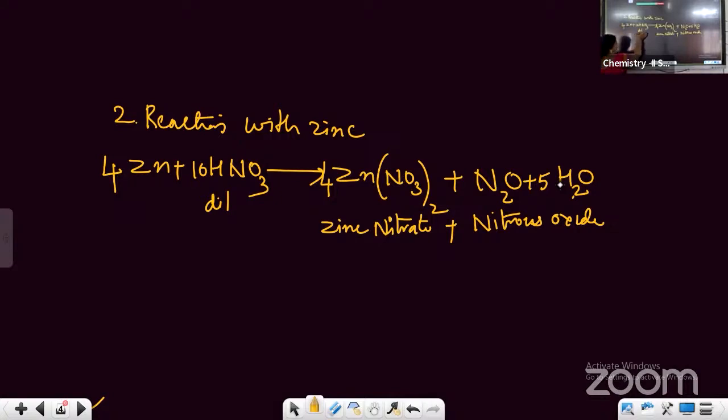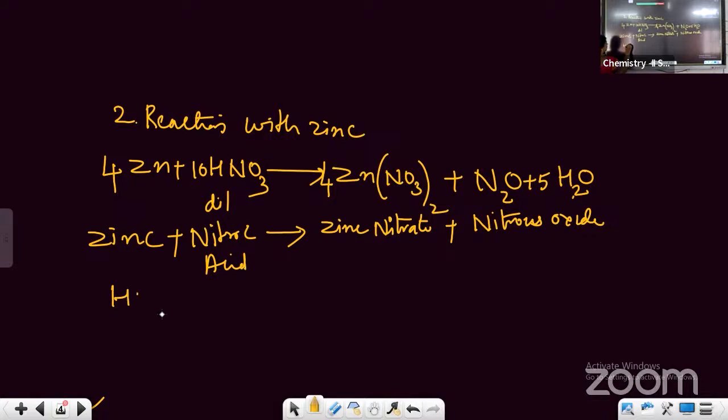The next statement, how to make it? Zinc reacts with dilute HNO3 to give zinc nitrate plus nitrous oxide. So I am writing the statement here in the form of the equation only. Zinc plus, that means reacts with nitric acid. You can take it as the statement just like that. So zinc reacts with nitric acid, dilute nitric acid, to give zinc nitrate plus nitrous oxide. Okay.